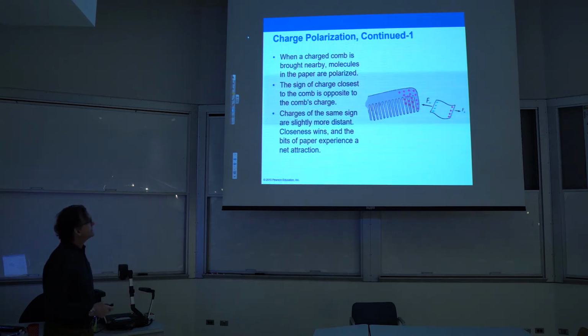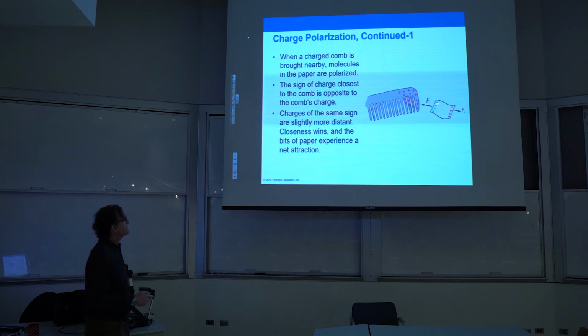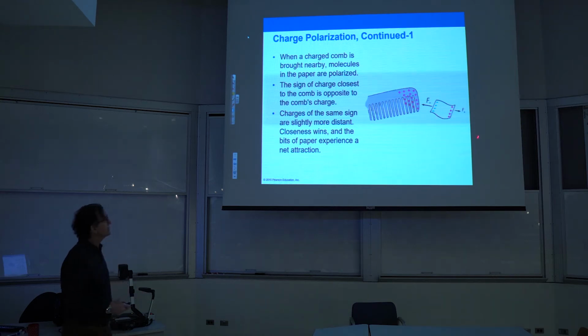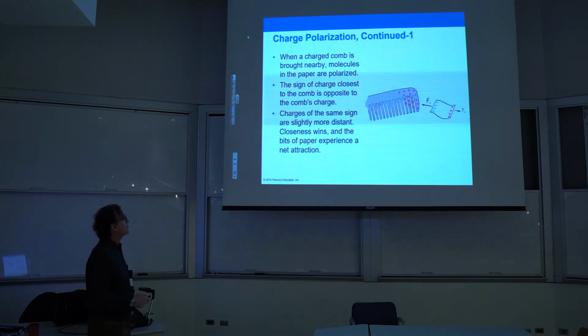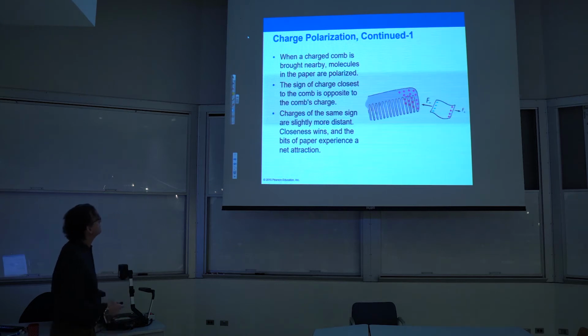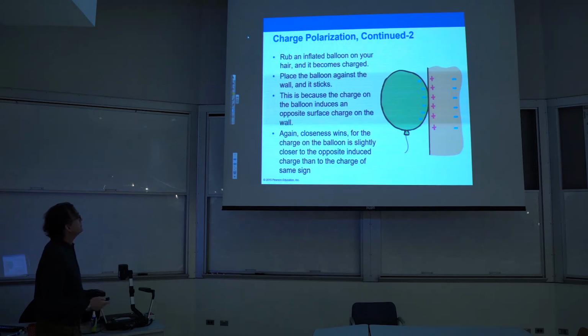So the net effect is that there is a positive pull of the paper towards the comb on the near side, which is where the charges are closer together. There will be a weaker repulsion force because the positives on the comb are further away from the positives on the paper. So the net effect is that this F minus force is stronger than the F plus force because the distance between the charges is smaller and therefore the strength of the force is larger. This is the same effect that we talked about before, rubbing an inflated balloon on your hair, but now we can understand it in terms of what happens with the polarization of the molecules in the wall.